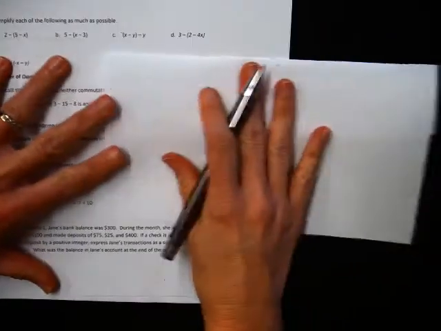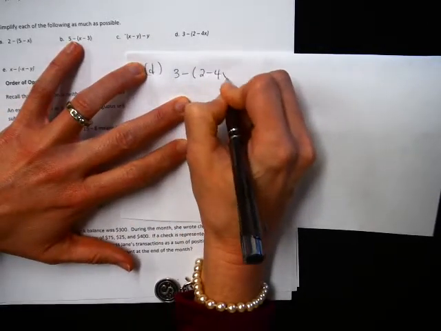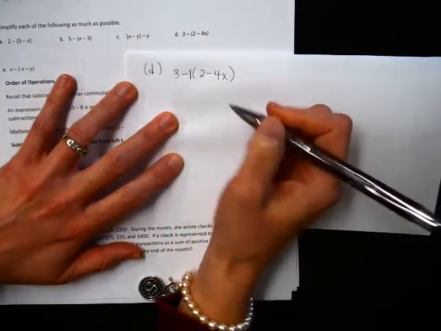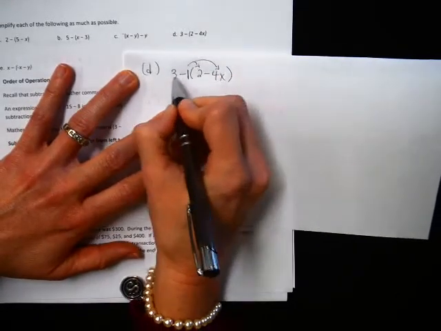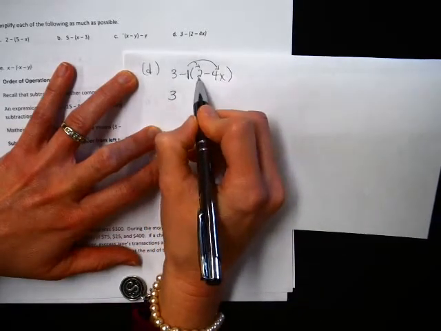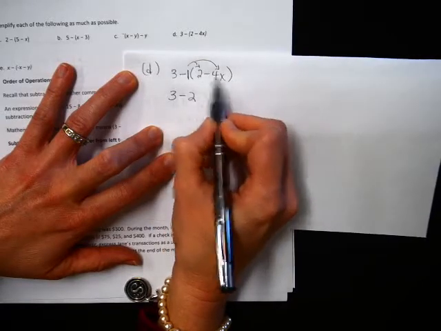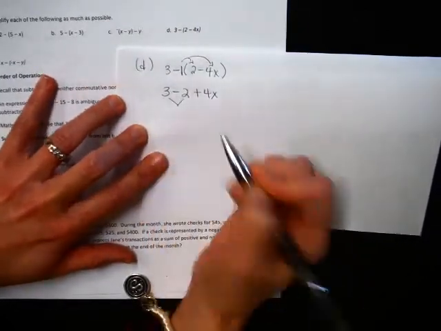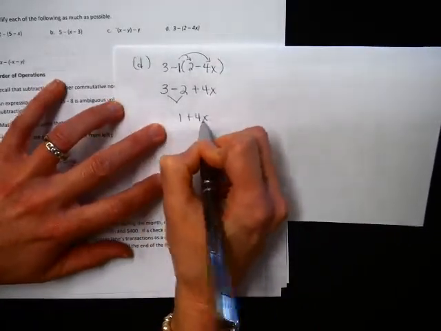Okay, so for D, I have 3 minus parentheses 2 minus 4x. And so again, there's a negative 1 understood to be in front of that parentheses, and I'm going to do my distributive property and multiply negative 1 times both of these terms. So I'm going to bring down the 3 in front. Negative 1 times 2 is negative 2, so minus 2 here. Negative 1 times negative 4x, a negative times a negative makes that positive, so plus 4x here. I combine my like terms. 3 minus 2 would be positive 1 plus 4x for my final answer.